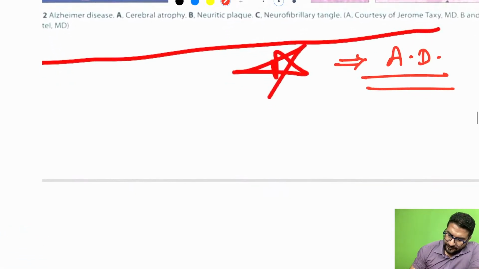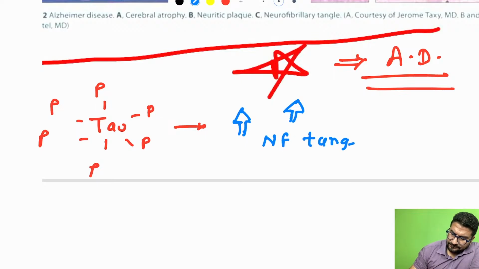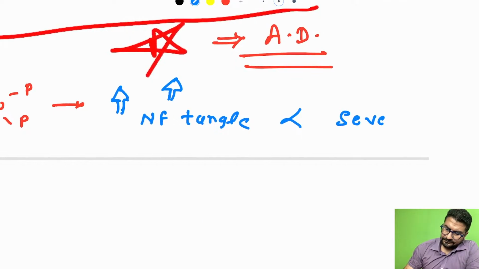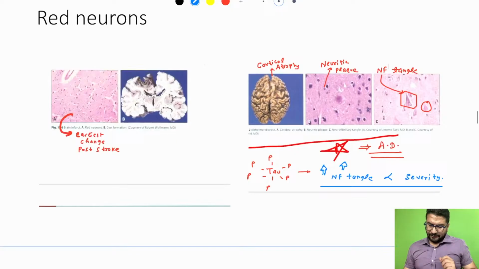Just remember we have a protein. The name of this protein is tau protein. Tau protein has phosphate groups around it. We call this hyperphosphorylated tau protein. This hyperphosphorylated tau protein will form these nacho-like structures. We call them neurofibrillary tangles. And remember, these tangles are directly proportional to severity. The more tangles, the more severe the disease.